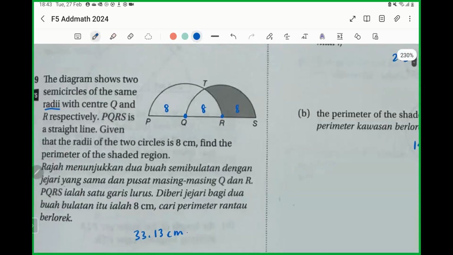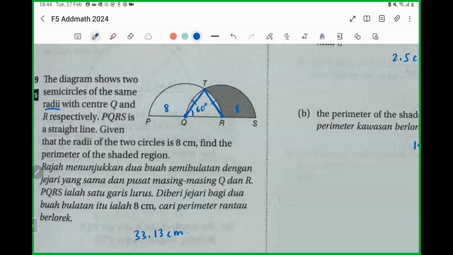If we want to find the perimeter, the radius is 8, so this is 8 also, and this one is 8 also. Then the bottom one is 8 also, so that means this is an equilateral triangle. All three sides are the same, so all three angles are the same, so this one will be 60 degrees here.